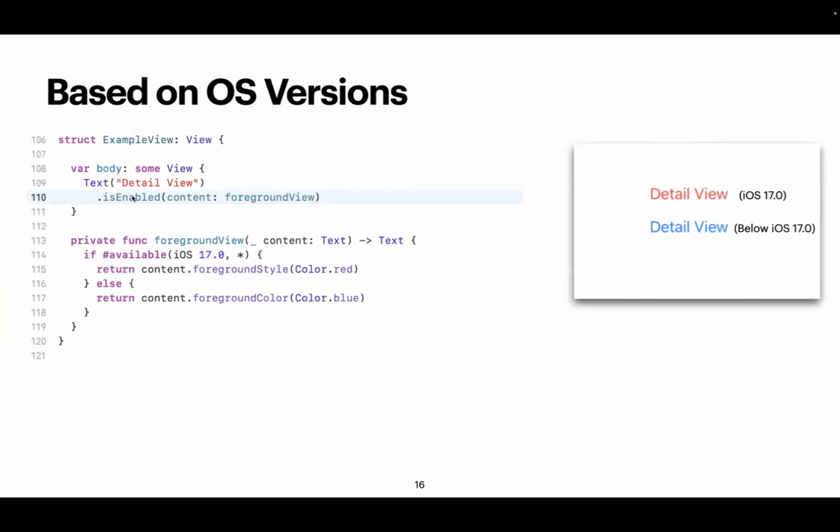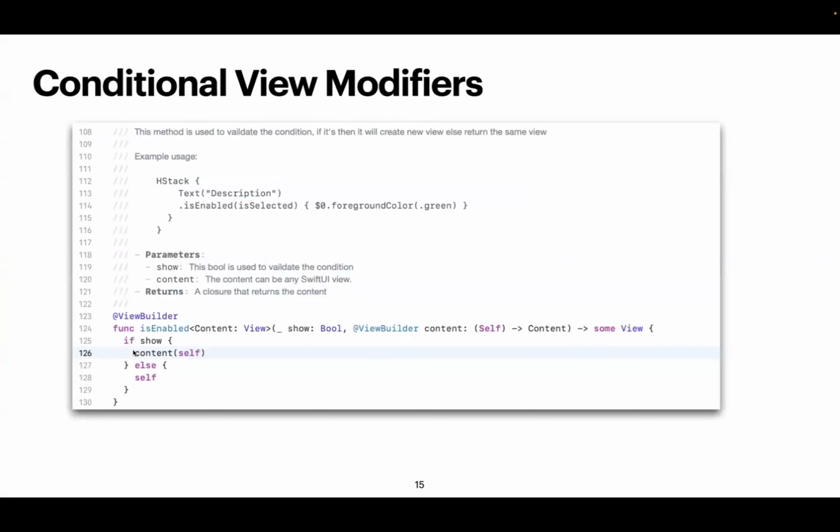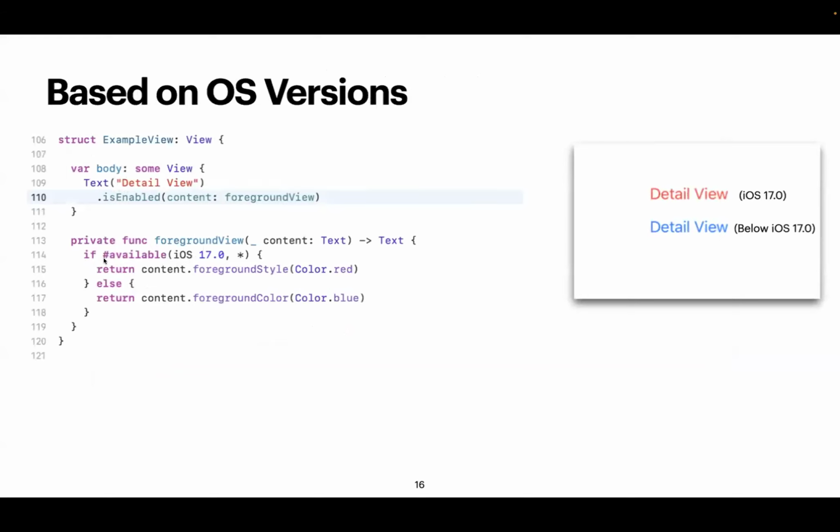So for resolving that issue, we have created an extension. It's a type of closure, so it will give that same type. So you can use a conditional. I have even used a view builder, so it can support those conditional view modifiers. It's a closure, so you can provide some conditional statements.